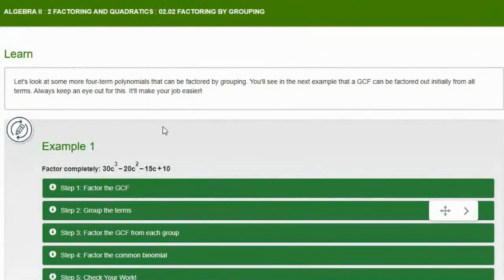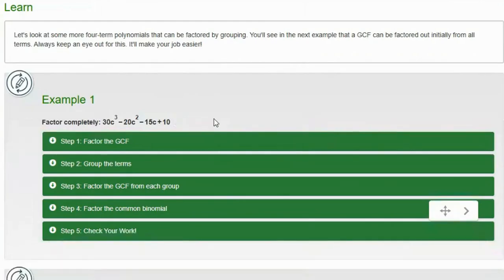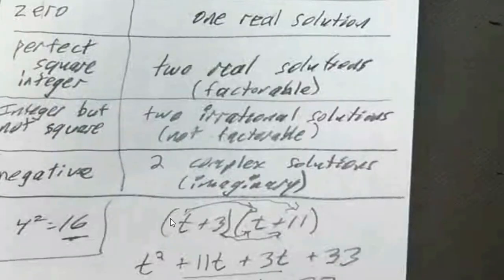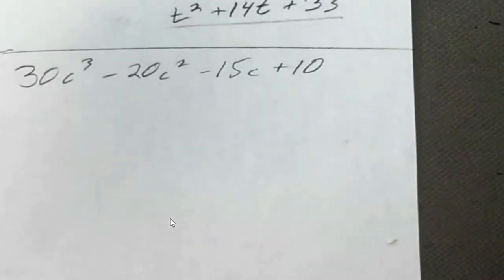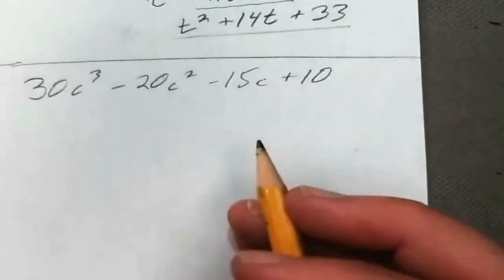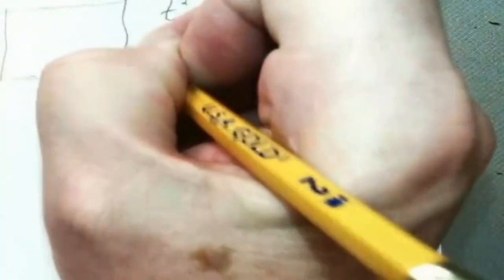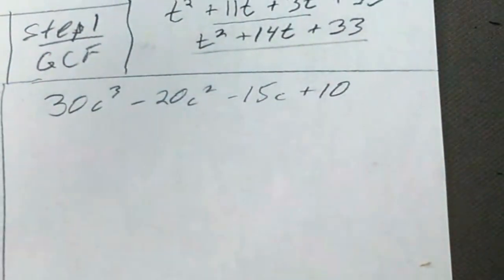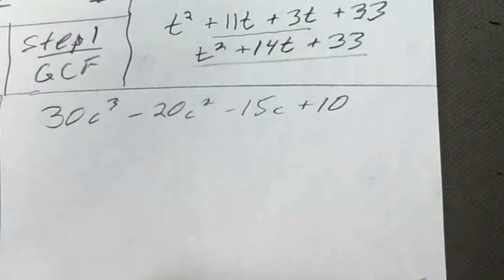Okay, let's look at some more 4-term polynomials that can be factored by grouping. You'll see in the next example that a GCF can be factored out initially from all terms. So let's watch out for this. So let me put this one in our notes. All right, got this one written down. So if we look at this, step 1 in factoring is always greatest common factor. Is there something we can pull out before we start? That's always step 1, no matter what method we're using to factor.